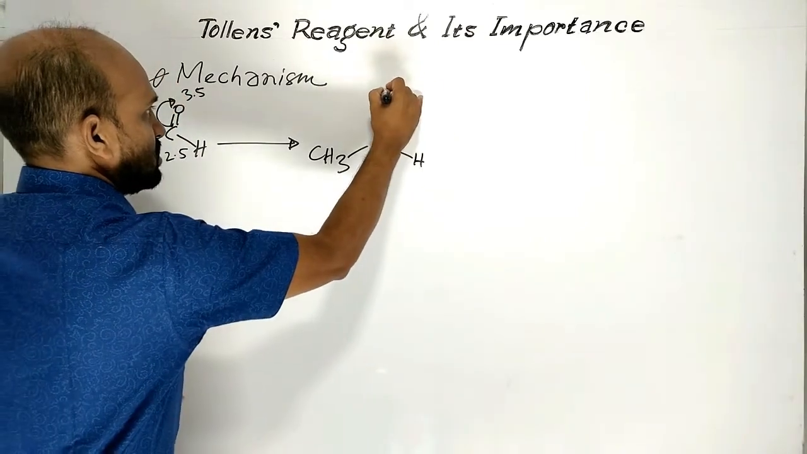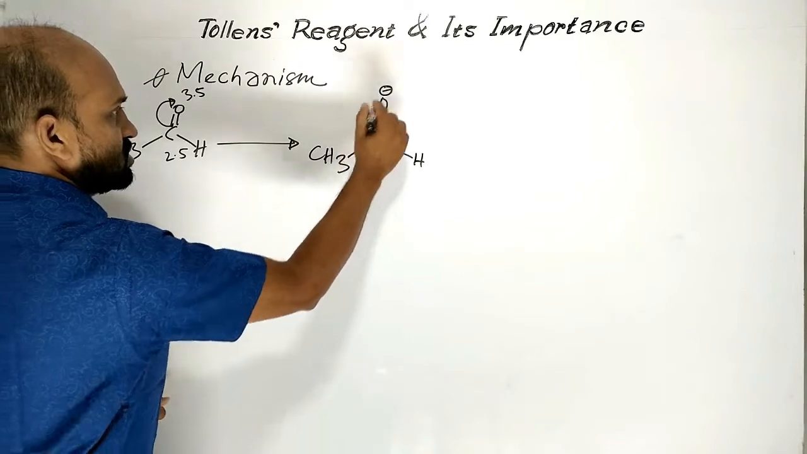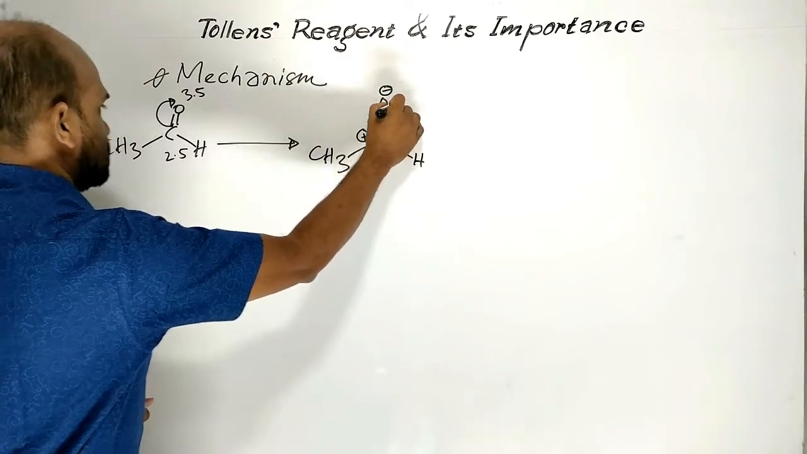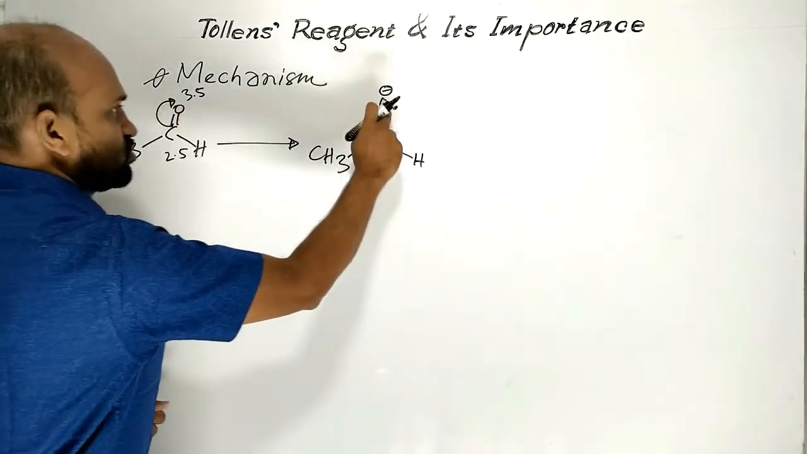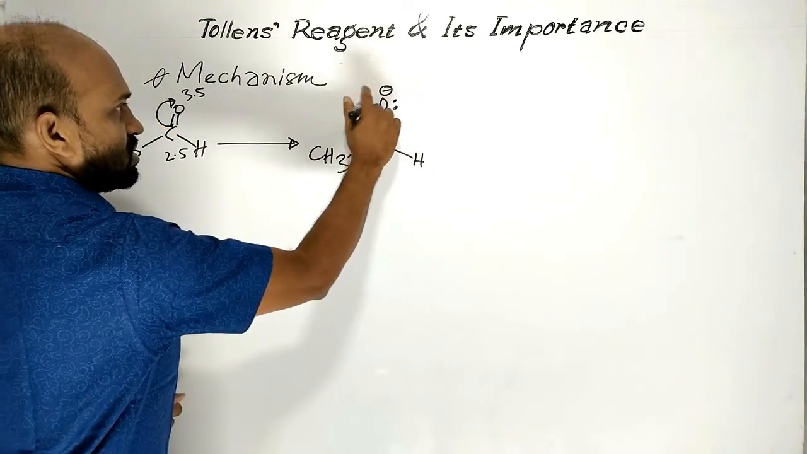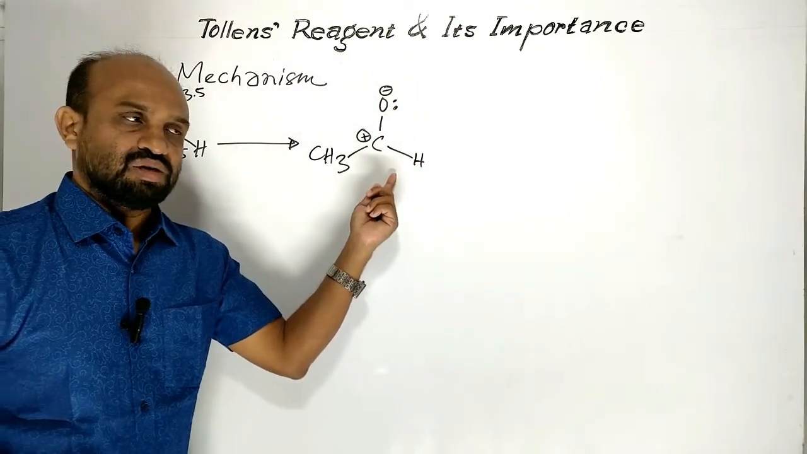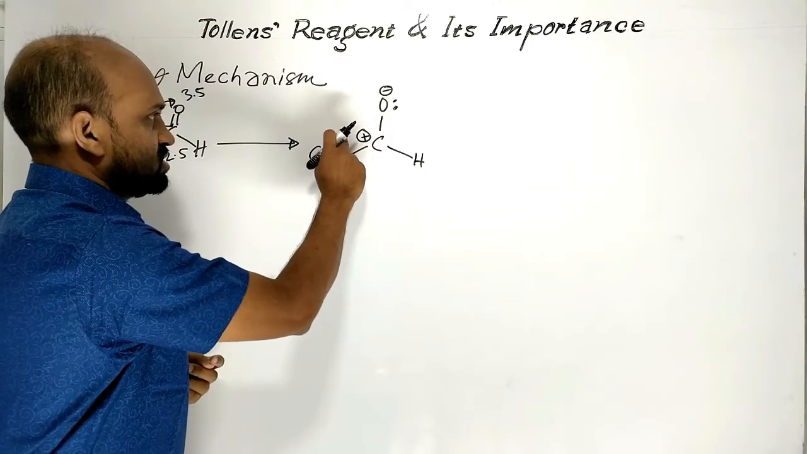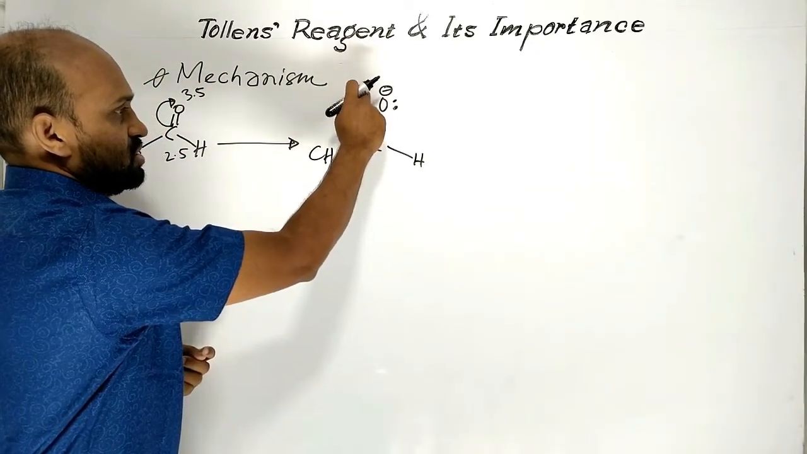Hydrogen, here negative charge on oxygen, positive charge on carbon. The 2 pi bonded electrons move towards oxygen: 1 electron of oxygen and another electron from carbon. That is why there is a positive charge over carbon and a negative charge over oxygen.